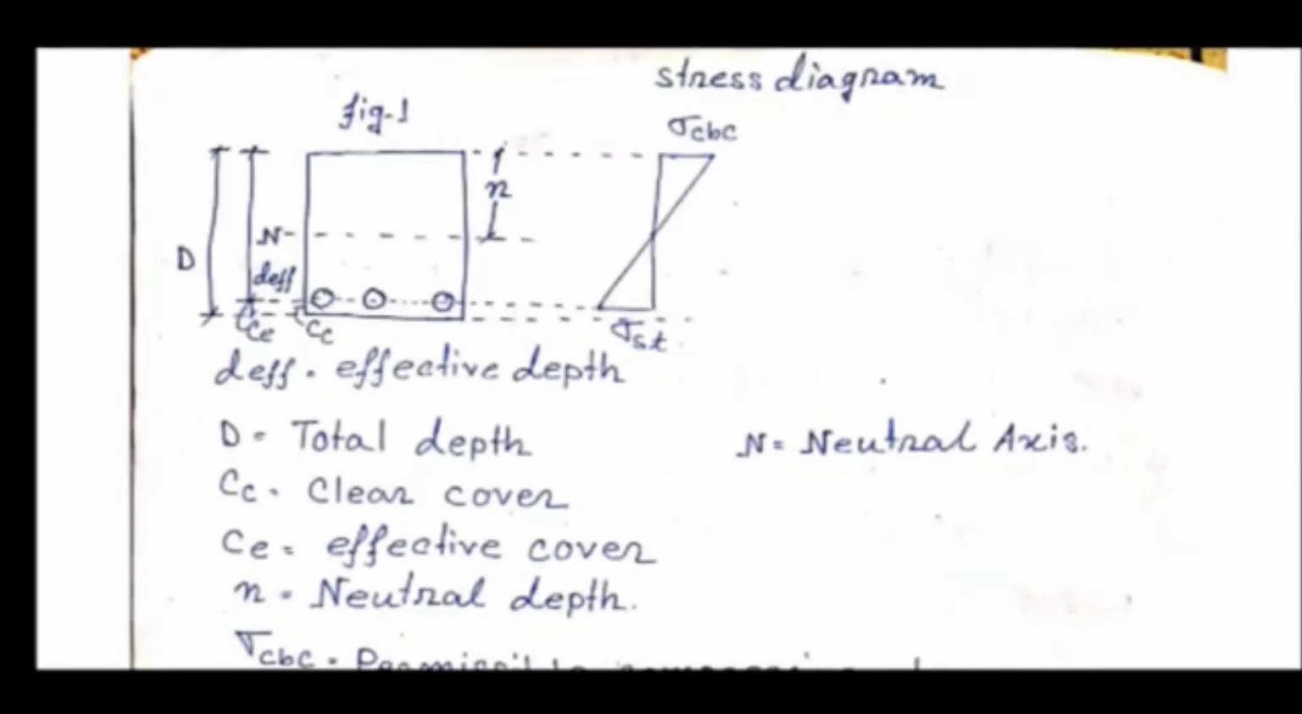As you can see the cross section and stress diagram of rectangular section. In this figure 1 you can see the cross section of the beam. Overall depth, that means top fiber to bottom fiber, the total depth is denoted by capital D. Approx at the middle of this section there is a dotted line. As I told earlier, this is the line which is called neutral axis. The upper portion of this line is called compression zone, lower portion of this line is called tension zone.